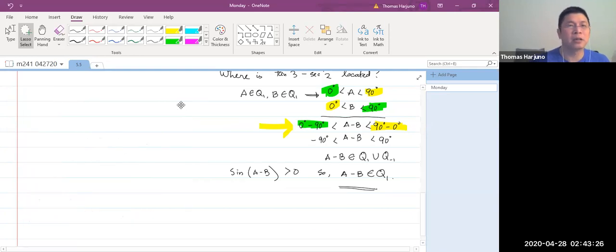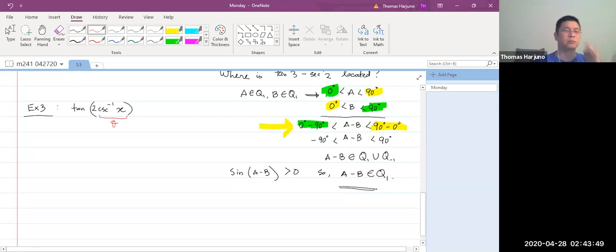Erase this. Another small example, which I don't think I will finish. Example 3. What happens if I want the tangent of 2 times cosecant inverse of x? Then the way we'll do it, let me call this theta. Okay, let theta be cosecant inverse of x. Cosecant theta equals x. Let me say x is positive.